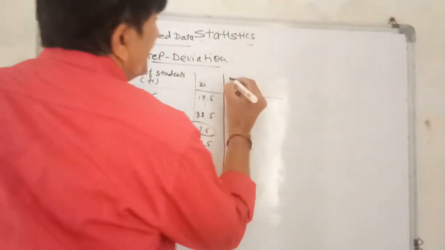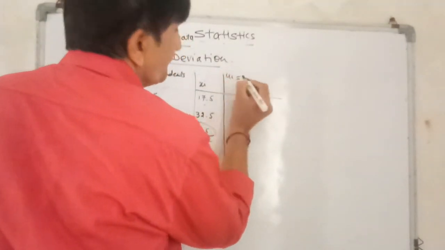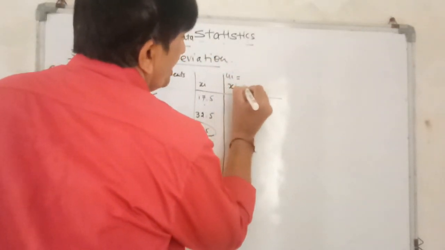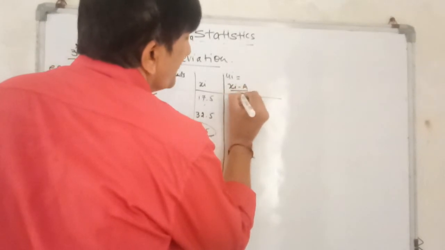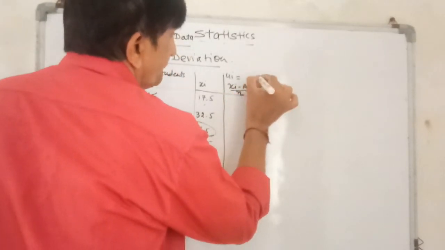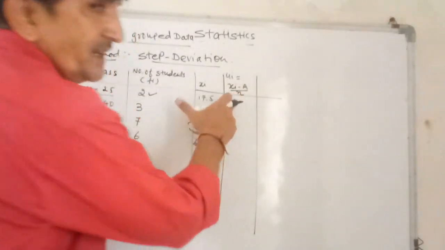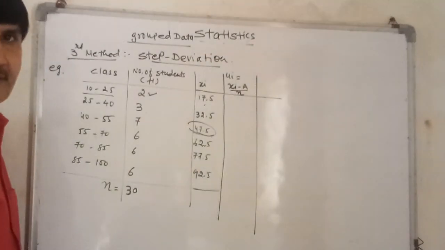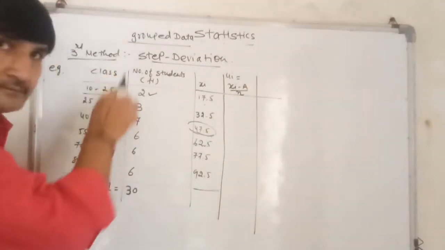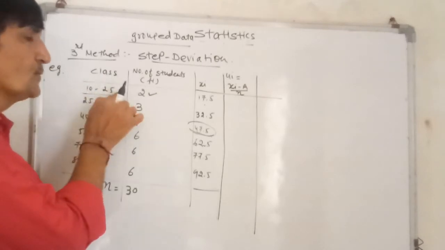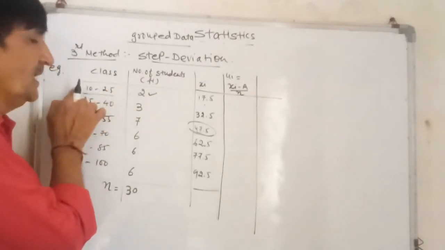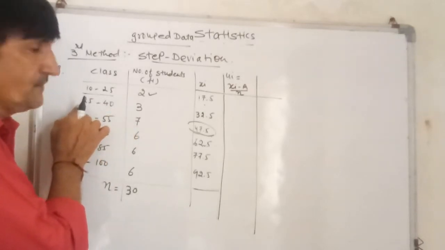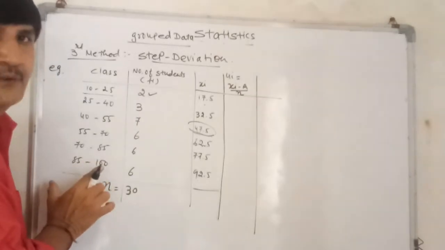See, here in place of di we required ui. Okay. What is the formula of ui? Xi minus a upon n. Okay. Additionally, n will be here. Okay. Now remember this thing, very simple method. See, if the class length is same, 10 to 25, difference is 15, 25 minus 10, so it is 15, 25 to 40, 40 minus 25 is 15. So it is an equal class length question.